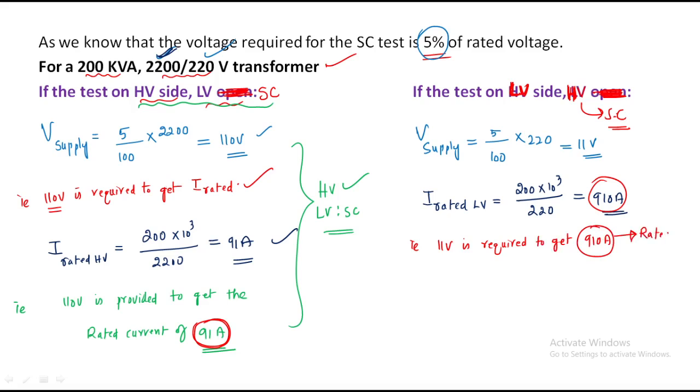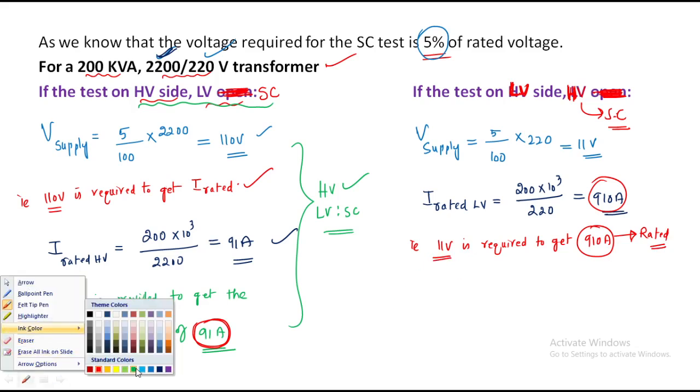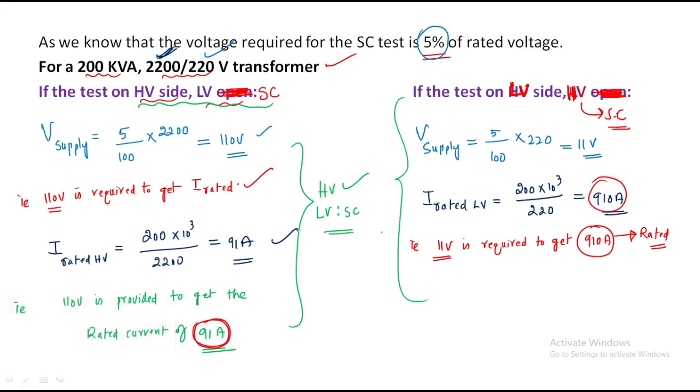Rated, right? So 11 volts is required to get the rated current of 910 amperes. This is the condition when the test is on the LV side and HV is short circuited. So just compare case 1 and case 2. Which one is more convenient to conduct this test? Case 1 is more convenient. Why? We are going to get 91 amperes only.